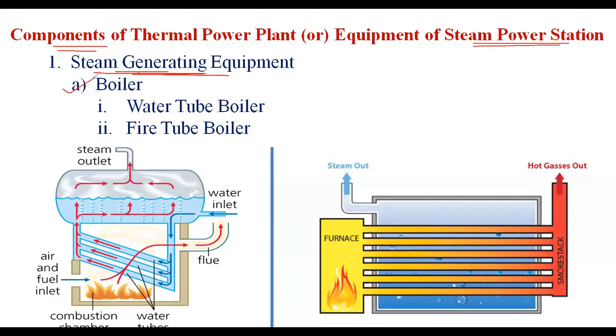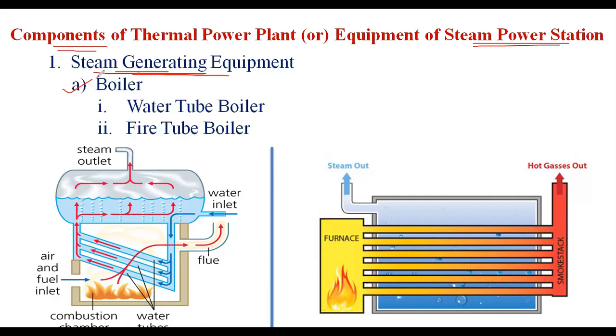Boiler is a closed vessel in which water is converted into steam by utilizing the heat of coal combustion. The water is converted into steam by using the fuel, that is the coal, in the boiler furnace. Here the generated steam is at high pressure and high temperature. That steam drives the steam turbine, which converts the steam energy into mechanical energy.